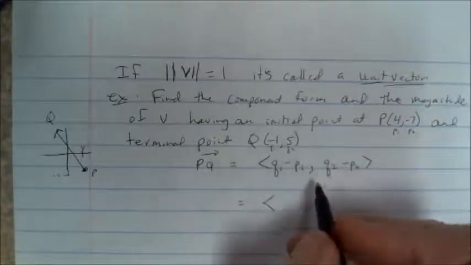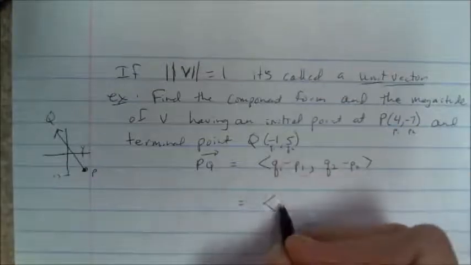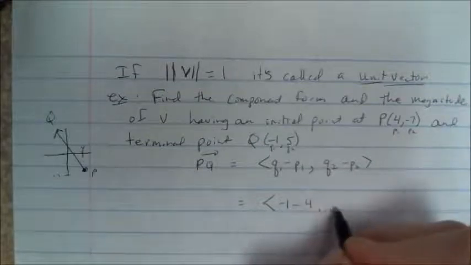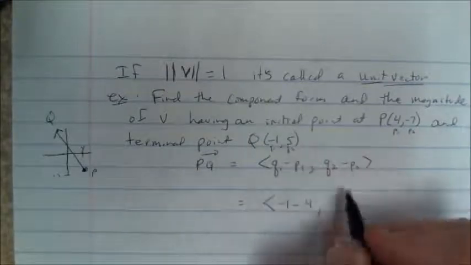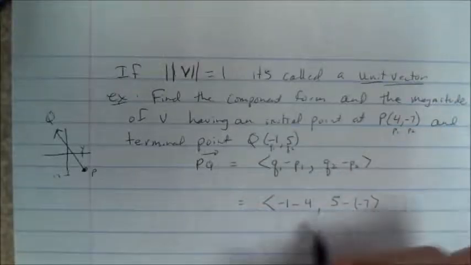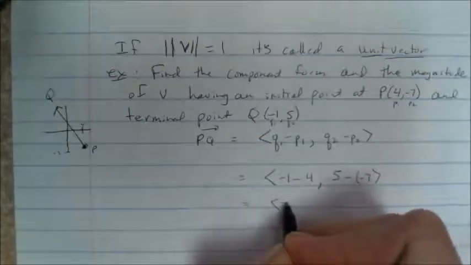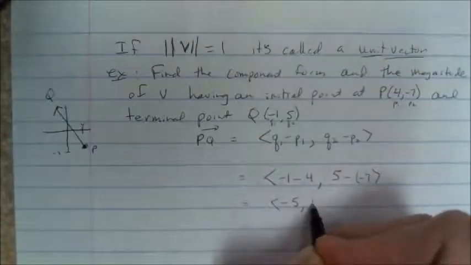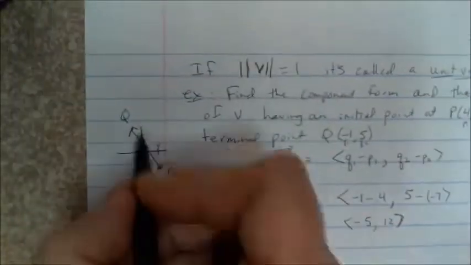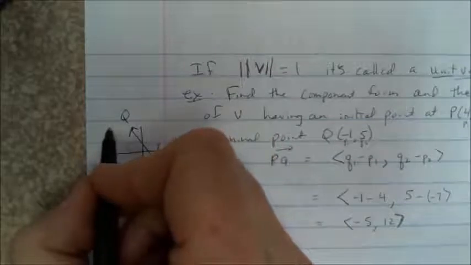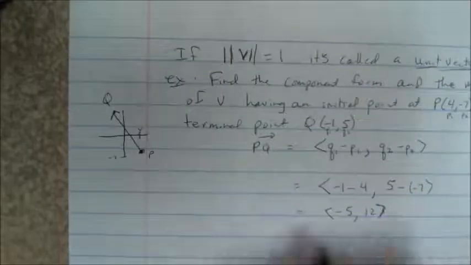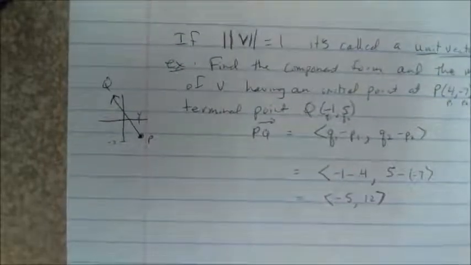So the component form of this PQ is Q1, which is -1, minus P1, which is 4, comma, Q2, which is 5, minus P2, which is -7. And just to simplify that, you will get -5, comma, 12. Whoops, that's a chevron. And that makes sense. If you move this point to the left 4 and up 7, you'd get back to -5, positive 12. So that is PQ in component form.